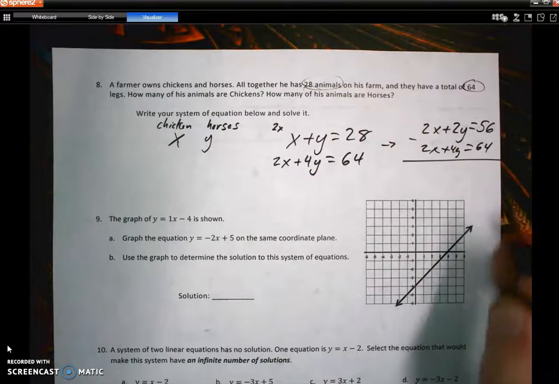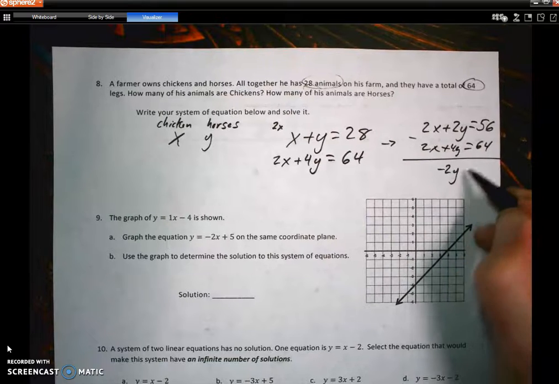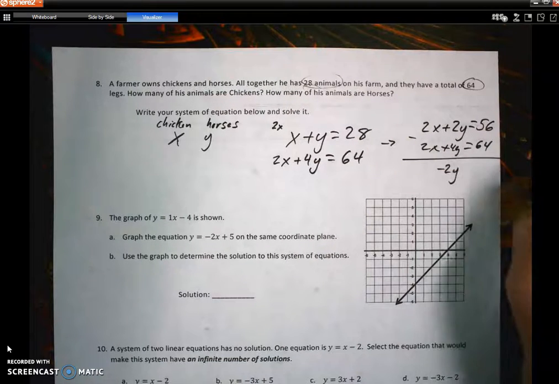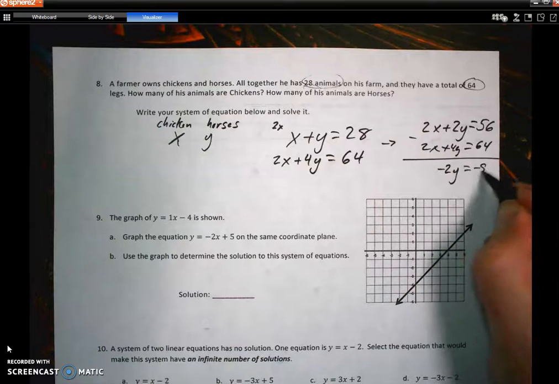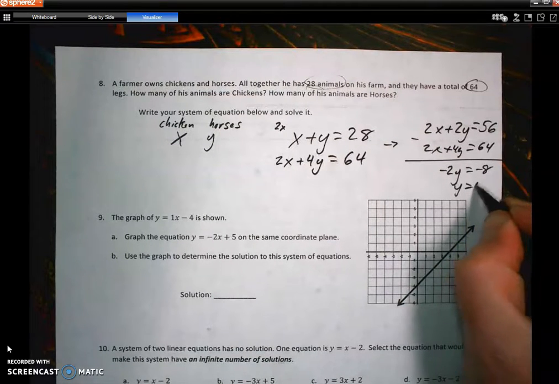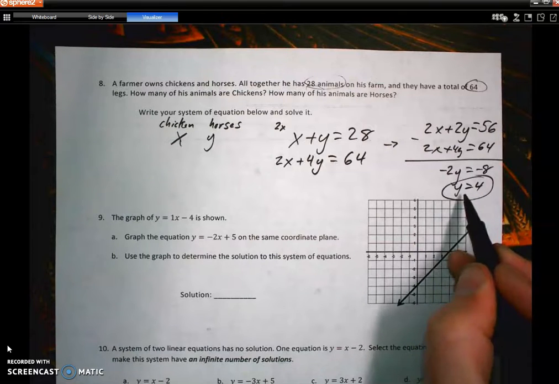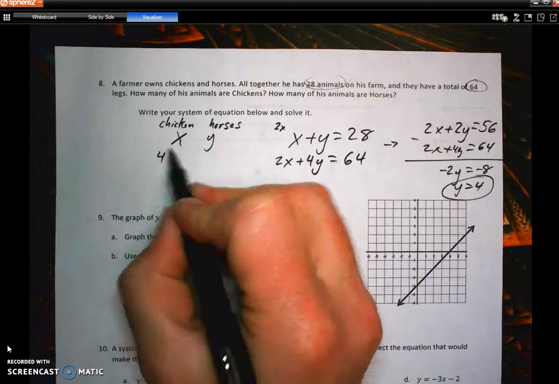2 minus 2 is 0. 2 minus 4 is negative 2y. 56 minus 64 is... no, it's going to be negative 8. All right, so then y equals a positive 4. I'm not done yet, but y equals 4. So that means there are 4 chickens.